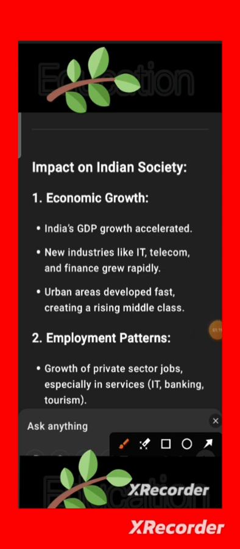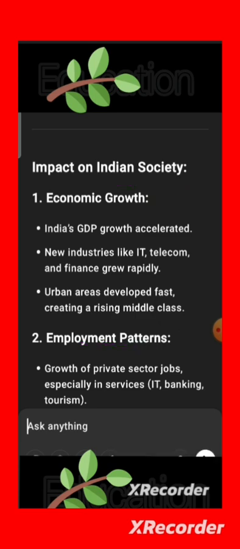Major changes and impact on Indian society. Economic growth. India's GDP growth accelerated. New industries like IT, telecom, and finance grew rapidly. Urban areas developed fast, creating a rising middle class.